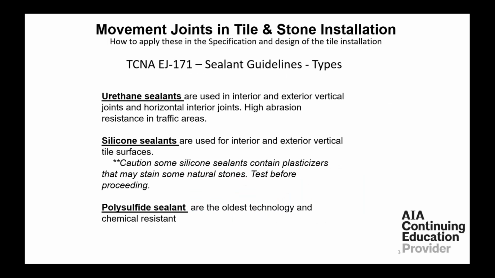Let's talk a little bit about sealants. Commonly used ones are urethane sealants, used for interior and exterior joints and horizontal interior joints, with high abrasion resistance in traffic areas. Silicone sealants can be used on interior and exterior installations of tile. However, be careful if you're working with natural stone. Some silicone sealants can stain the stone. They'll actually bleed into it. Not pretty. It has to be tested before you consider using a silicone.